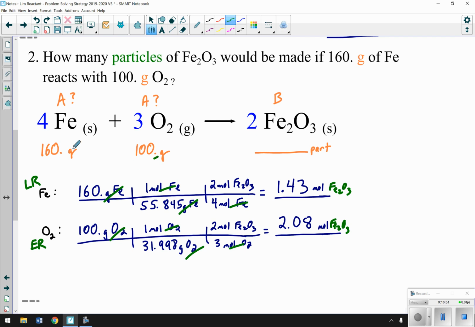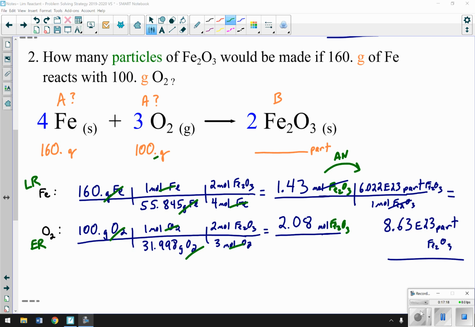That's okay. And then what we're going to do is we want to calculate particles. And so we're going to use Avogadro to convert the 1.43 moles of product of Fe2O3 into particles. There you go. I apply my Avogadro's number. Do the math, and that would be my final answer.